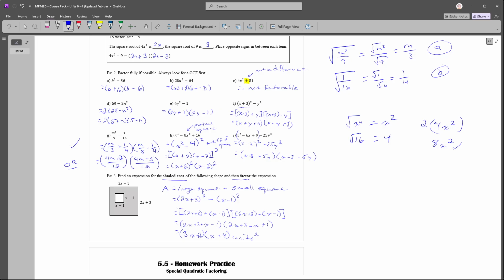So that's a summary of everything we got. Hopefully it's clear, but if it's not, that's where the practice work comes in. That's where the extra help comes in. So make sure to take advantage of all those opportunities.